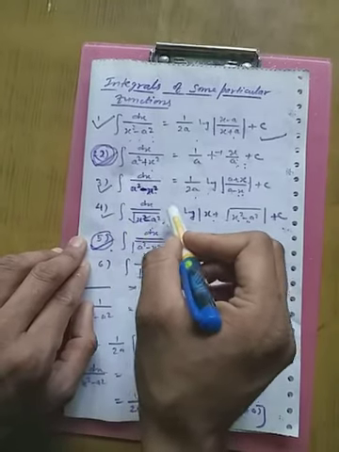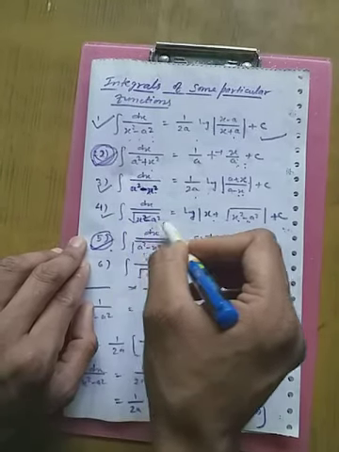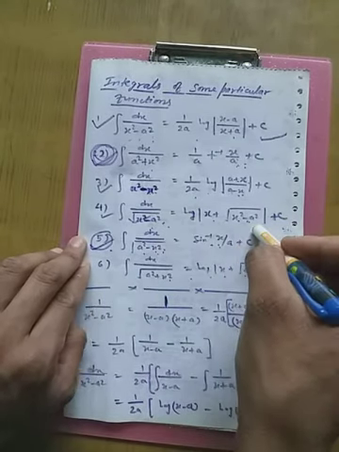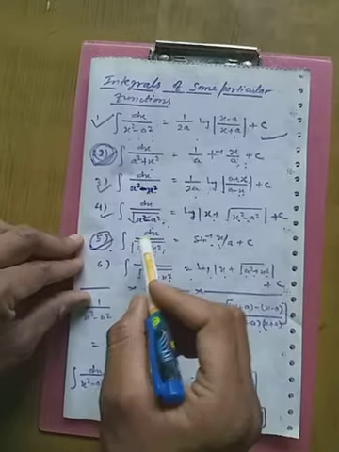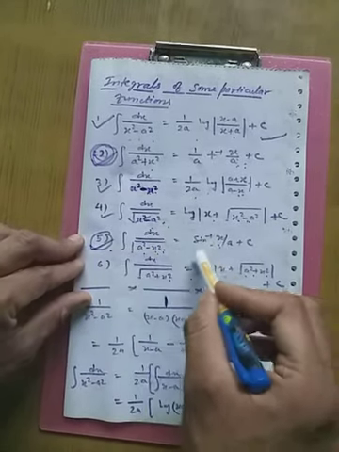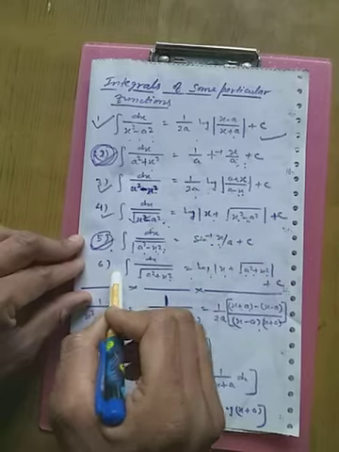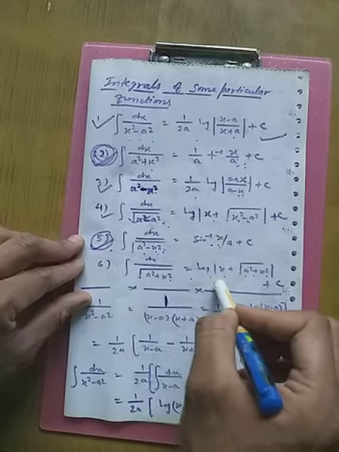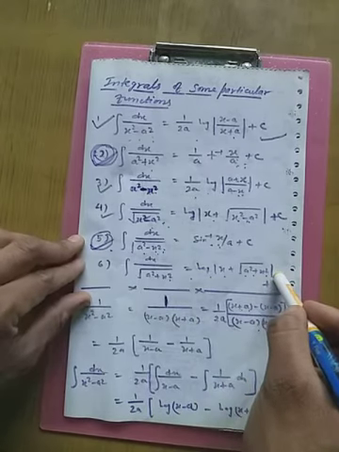Fourth one, integration of dx upon square root of x square minus a square equals log of x plus square root of x square minus a square plus c. Fifth one, integration of dx upon square root of a square minus x square equals sin inverse x upon a plus c. Sixth one, integration of 1 upon root a square plus x square equals log of x plus root a square plus x square.